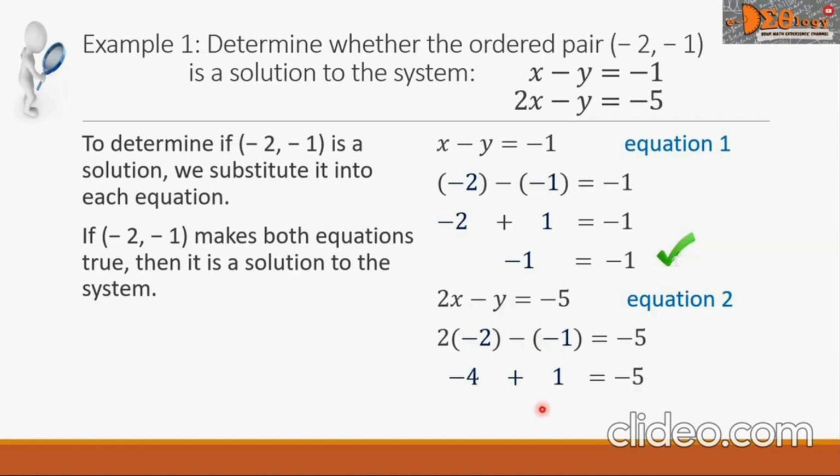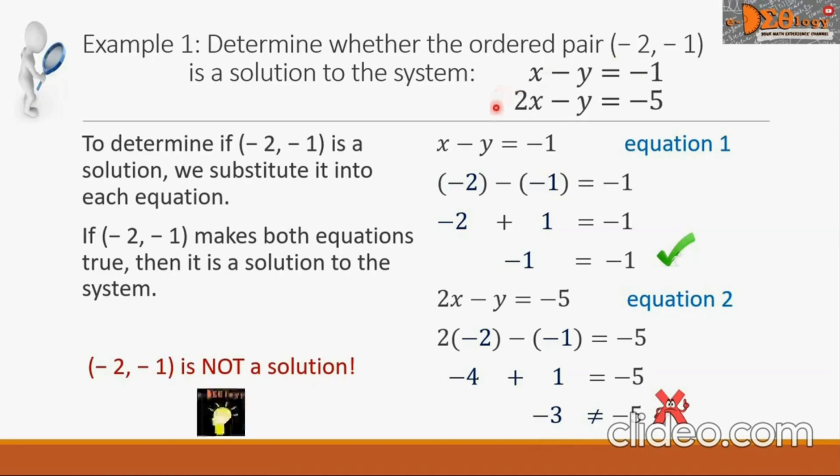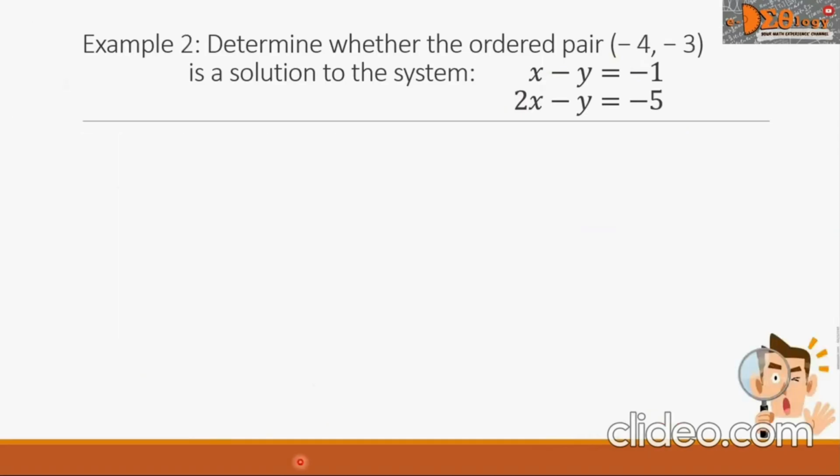Simplifying the left side, negative 4 plus 1 is negative 3, which is not equal to negative 5. So it means the ordered pair (-2, -1) makes equation 2 false. So it means to say this ordered pair (-2, -1) is not a solution to the system of linear equations. This is our final answer. Let us have example 2.